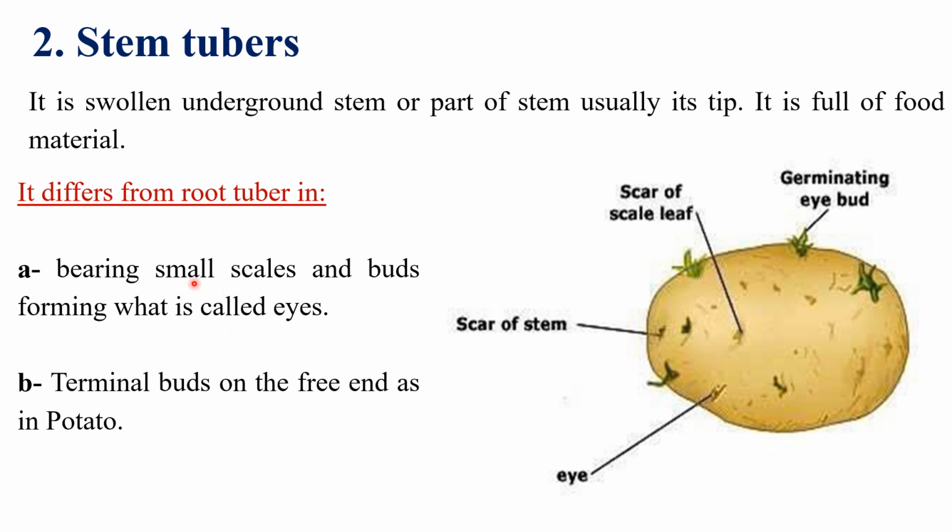So a stem tuber is a swollen underground stem, swollen because it is full of reserve food material, which is carbohydrate or starch, and is characterized by bearing small scales and buds forming what are called eyes, and the terminal bud on the free end of the potato.